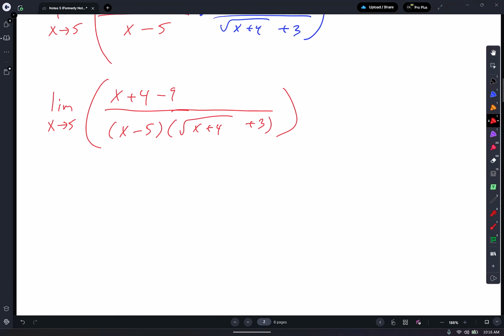Are we still okay, guys? All right, that x plus 4 minus 9 turns into x minus 5 over x minus 5 times square root of x plus 4 plus 3.